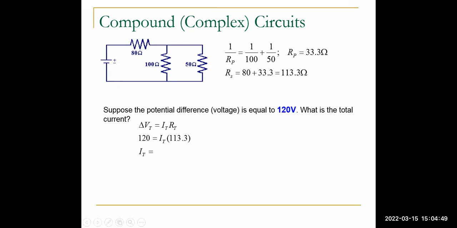So suppose the potential difference voltage is equivalent to 120 volts. So what is the total current? So kung meron na tayo 120 volts, sabihin natin total voltage nila. So IT is equivalent to VT over RT. Diba? So 120 volts divide 113.3. So ang magiging ampere natin ay 1.06 ampere. So what is the voltage drop across the 80 resistor?